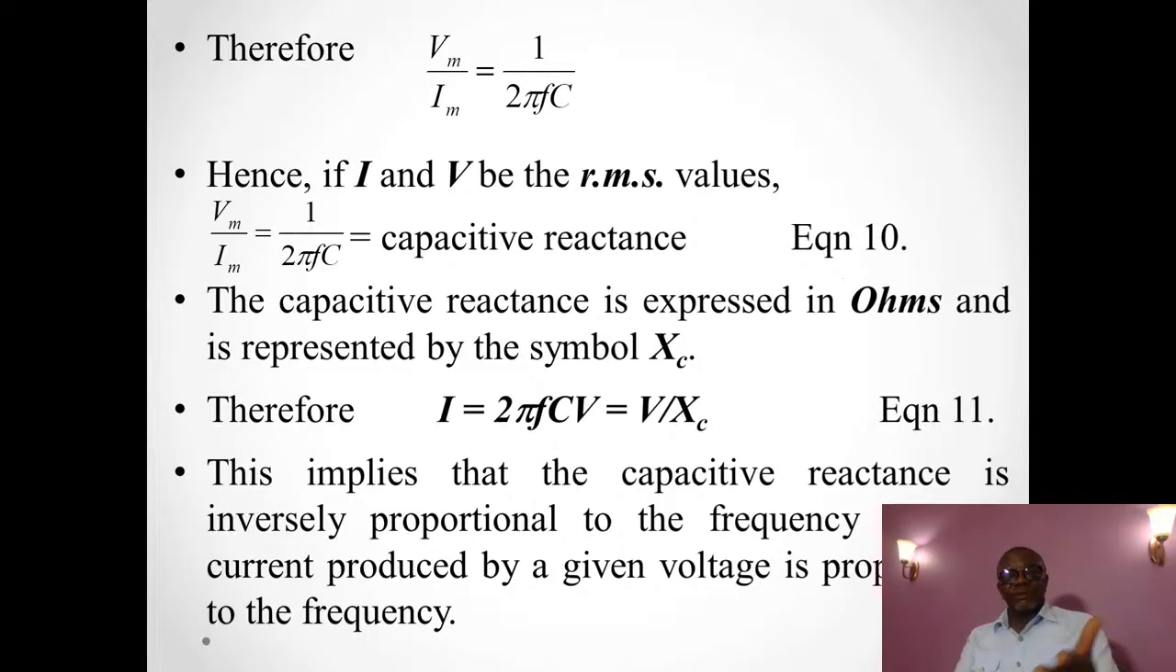So if we do V over I, it will give us 1 over 2 pi FC. And hence, if I and V are the RMS values as before, Vm over Im will be equal to 1 over 2 pi FC. And we say this is the capacitive reactance of that circuit. When we say capacitive reactance, we are looking at the resistance to flow of current being presented by the presence of the capacitor.